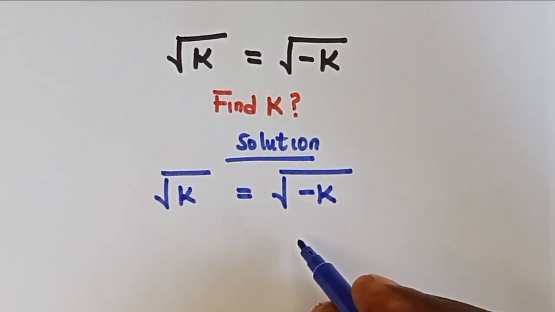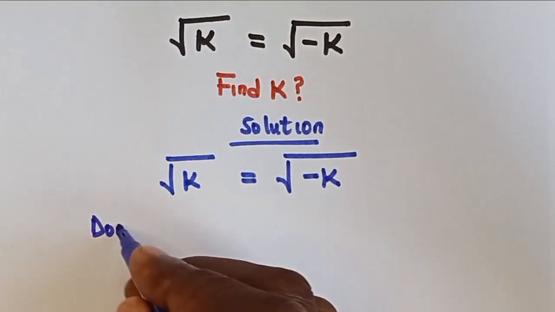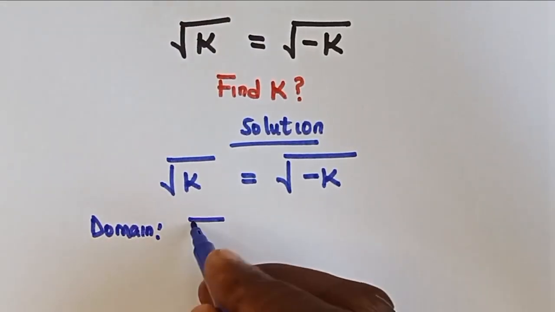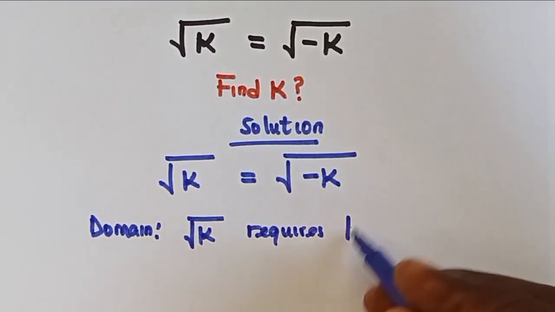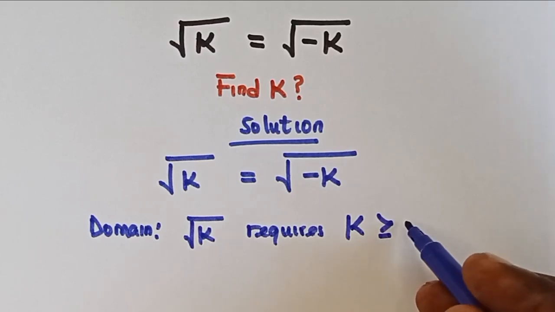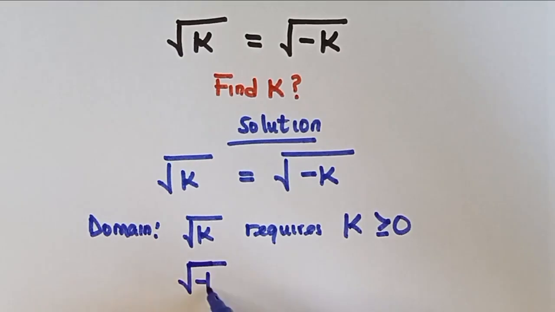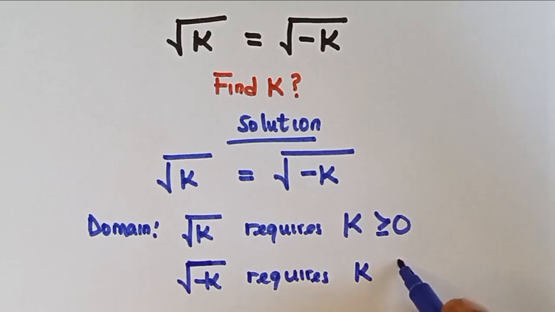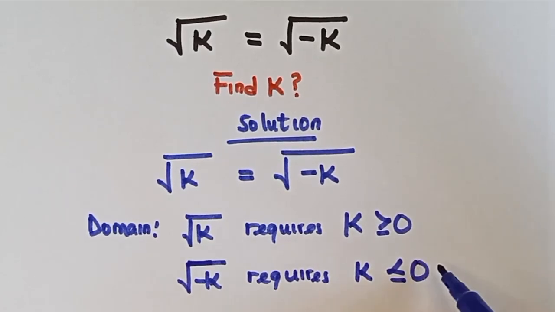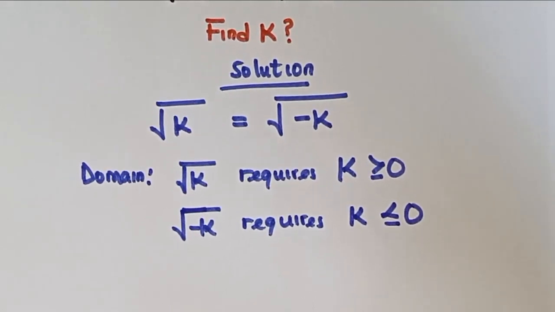Right, so now let's look at our domain first. Let's see what root k requires and what root minus k requires. So our domain, take note of this. Root k requires that k should be either equal to 0 or greater than 0. Okay, and then let's look at what our square root of minus k requires. It requires that k must be either equal to 0 or less than 0. And from this domain check, you should know what our answer is.